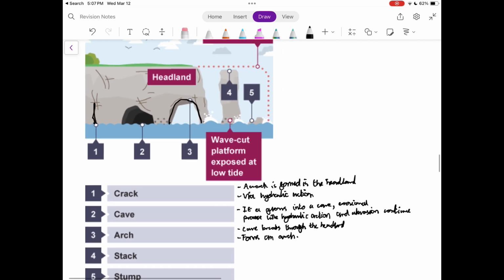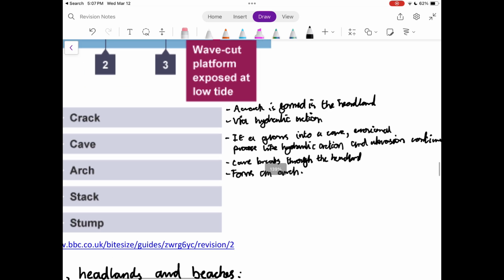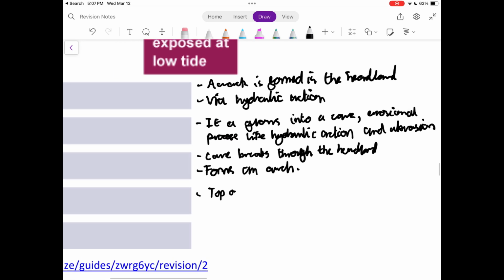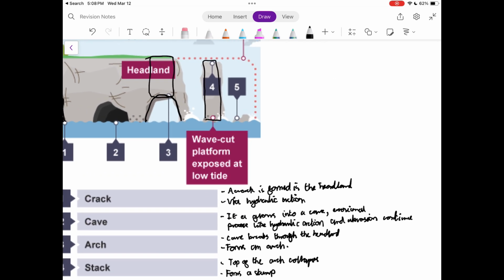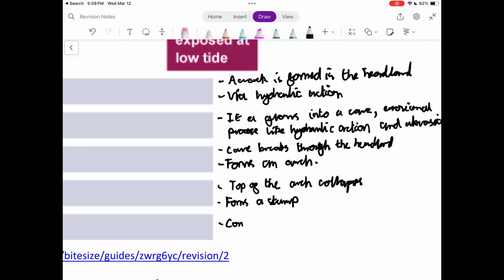And next, because this piece of the headland here is unsupported, it will eventually collapse into the sea, and therefore it will form a stack, which you can see at point 4. So the top of the arch collapses and forms a stack, and then at point 5, there will be continued erosion on the stack, which causes it to become shorter, and therefore it will form point 5, which is a stump. So continued erosion forms a stump.